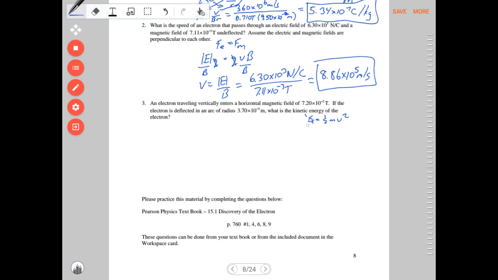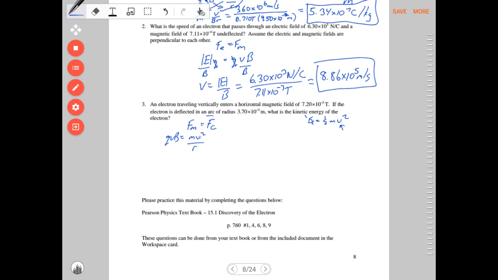So we want the kinetic energy. So really, this question has to be telling us how to solve for velocity. And of course it does, because we know that we are going into a horizontal magnetic field. As soon as we have that, we have an Fm. And as soon as we see the word arc, we know that there is an Fc. So Fm is qvb, Fc is mv squared over r. Remembering there is a v on top on both equations, that's why it cancels.